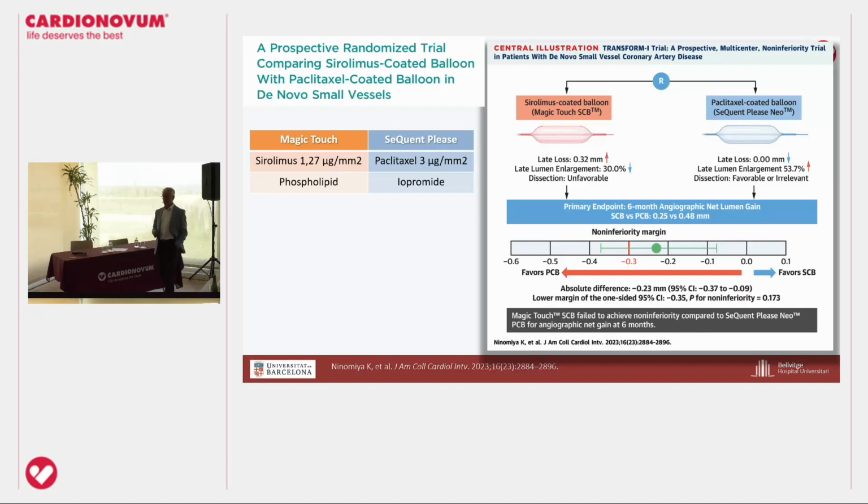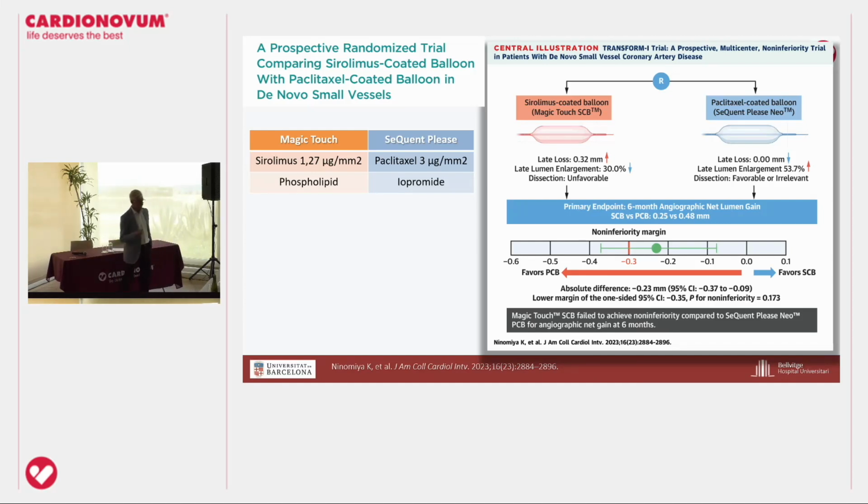And it's important to consider different drugs. For example, there are several trials that compare sirolimus versus paclitaxel. Probably tomorrow Dr. Dudek will show more detail on that. But in general, that's the idea.